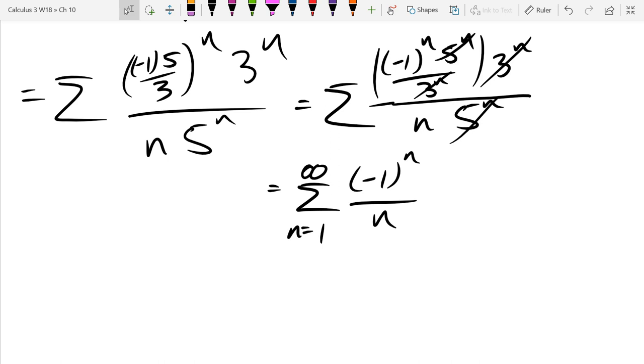Most important thing your cheat sheet should have right now is all the tests for convergence. That's what your first quiz is going to cover. You can write them alphabetically, chronologically.